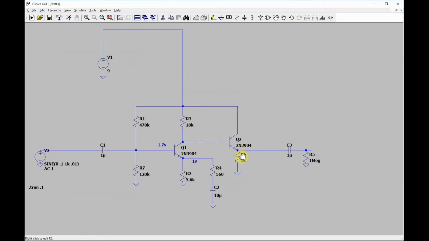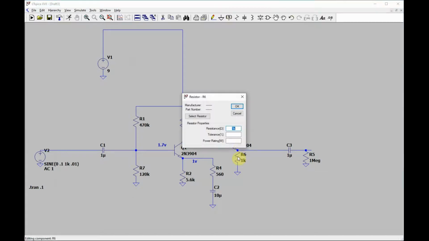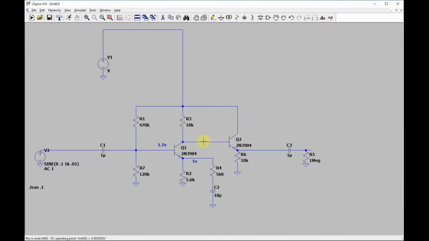If you're running off a battery or you want to save some energy, you can raise this up. You can even put it at 10K. The more you raise it, the more input impedance this is going to see. So 10K is not bad, because, as I mentioned before, there's something to think about here.